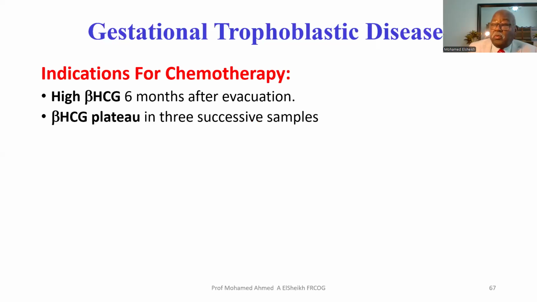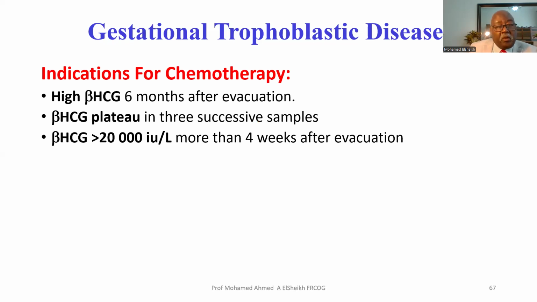There are certain situations whereby we need to give chemotherapy. It is a benign condition, but we need to give chemotherapy if the beta HCG is high 6 months after evacuation. We did suction curettage, and during the follow-up you have just mentioned, 6 months later, the beta HCG is still high. She is a candidate for chemotherapy. If the beta HCG plateaus in 3 successive samples, you did 3 samples, and the 3 are more or less the same, it's not coming down. This is what we mean by plateau.